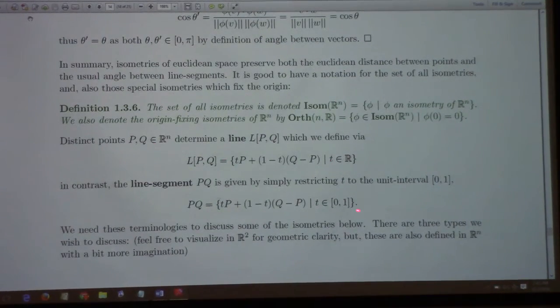Here's how you define a line. Here's how you define a line segment. I don't really use these per se. I thought I needed to, but not really.